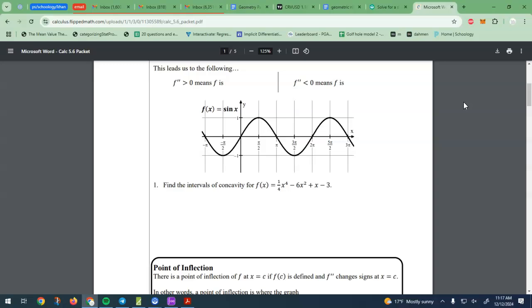How many more points of inflection do we see on that graph right now? How many more? Still waiting for an answer. Two more. That is one, and that is one.